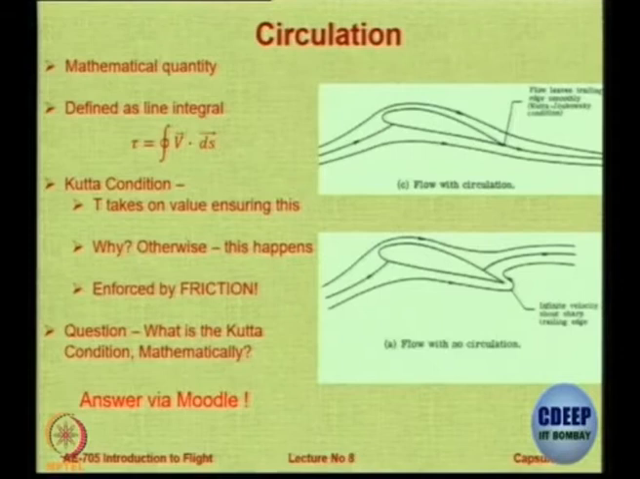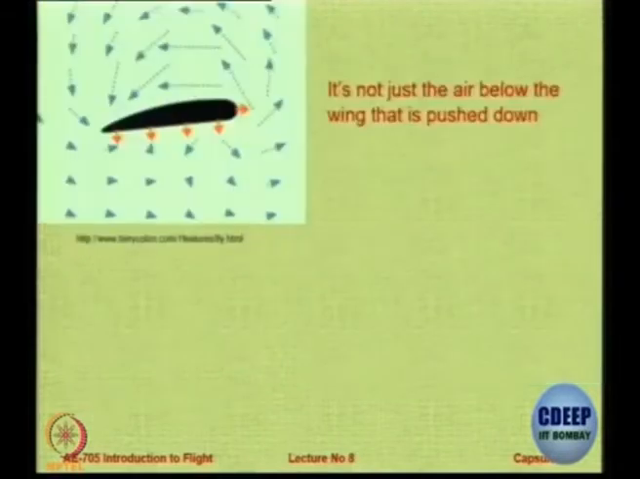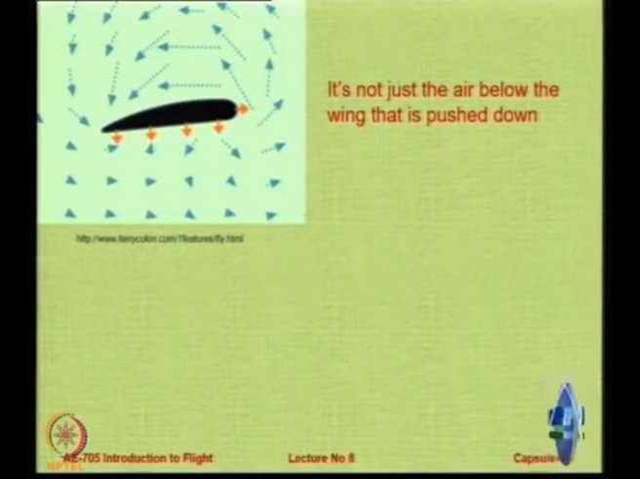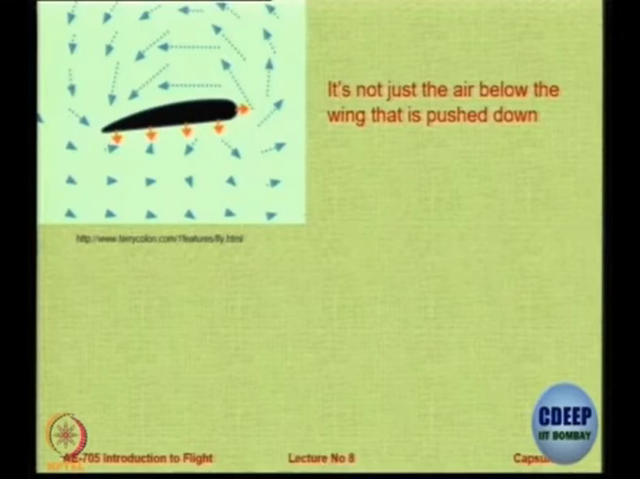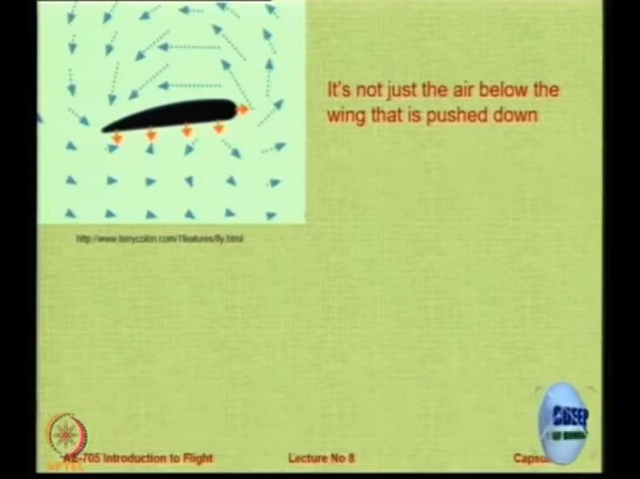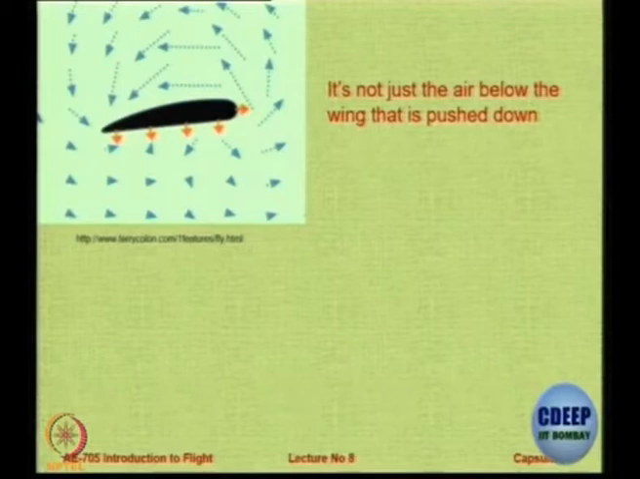Okay. Let us proceed further now. Another important observation which I would like you to make is that it is not just the air below the wing that is pushed down. In the skipping stone theory, what you expect is that air above is not going to be disturbed too much, but the air below is going to be pushed down. Actually, you can see that there is circulation, because of which all across the flow field there is some kind of a circulation setup. Okay.